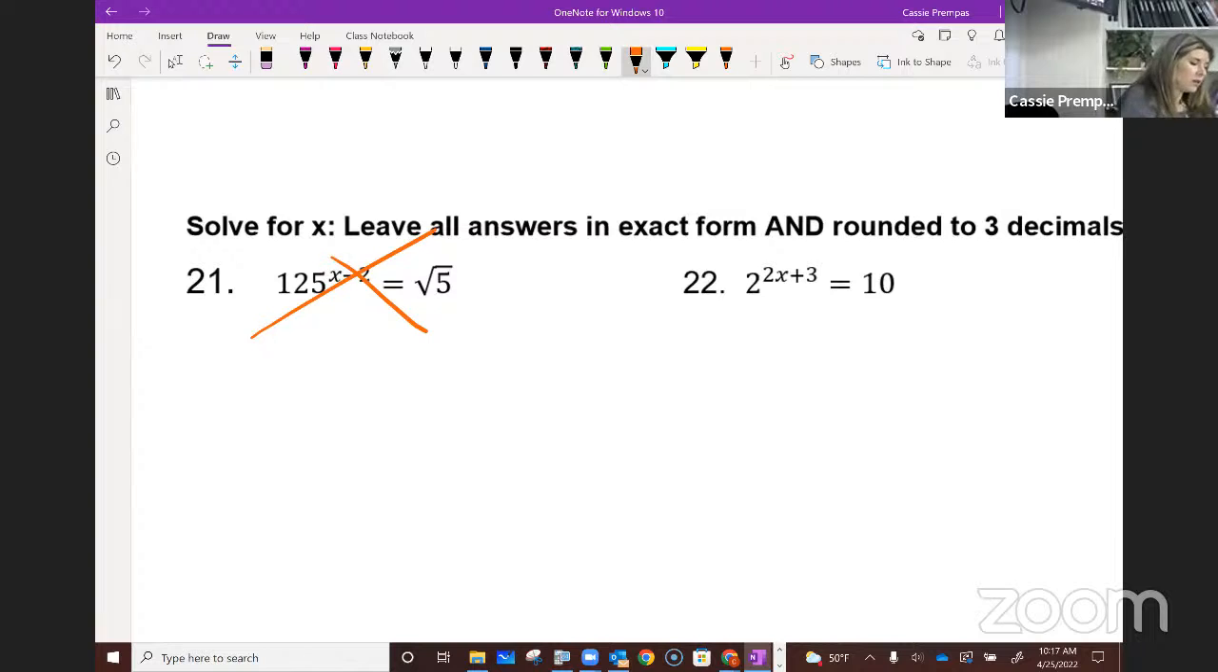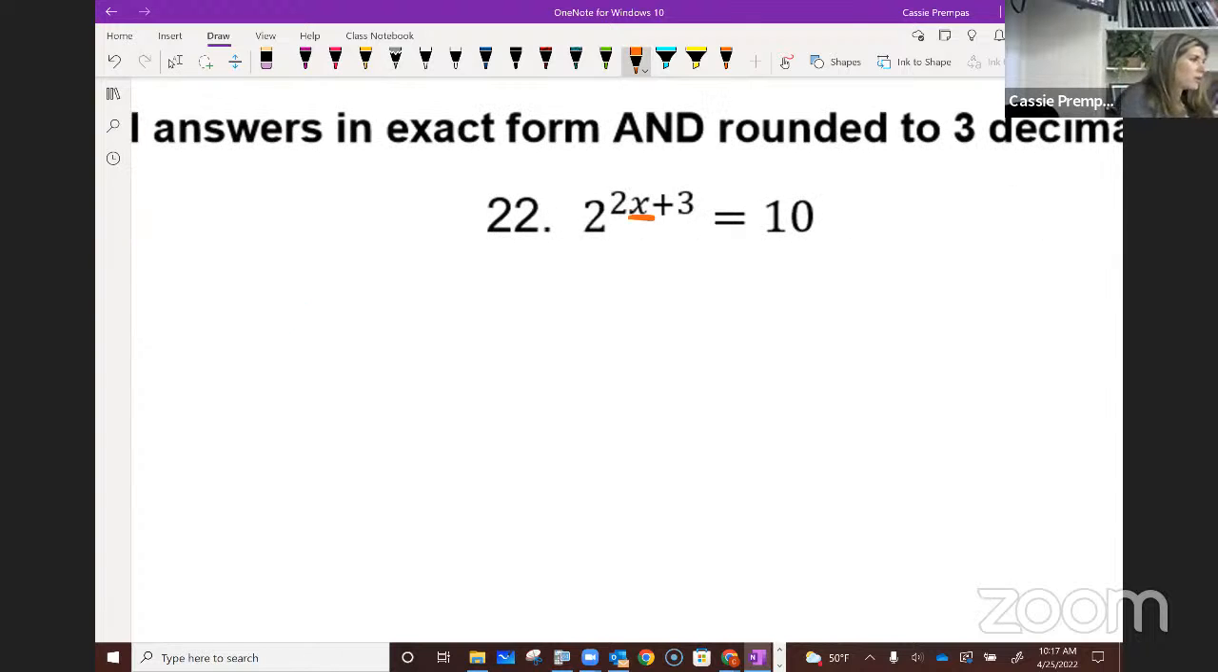22. The variable is in the exponent. What is the only way to solve when the variable is in the exponent? Put it in log form. So I'm just going to convert it. Log base 2 of 10 is equal to 2x plus 3.